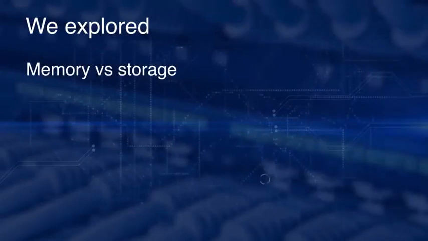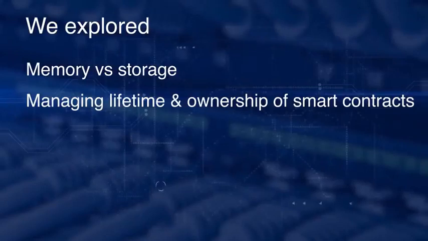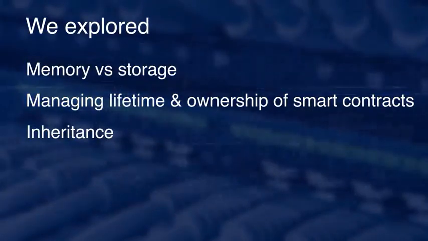Summarizing, we explored 3 important concepts in this lesson. Memory versus storage attribute for data in a smart contract. Managing lifetime and ownership of smart contracts, and inheritance. Lifetime and ownership is something unique to smart contracts, and some DApp developers may tend to downplay the importance of this. You should not. You will explore many applications of the inheritance concept in the next lessons and also in the next module.